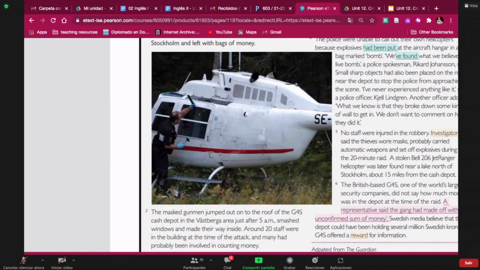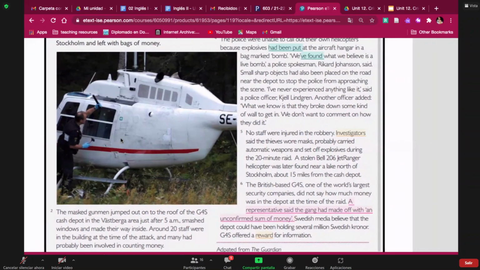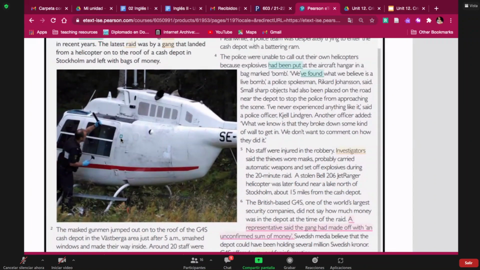Here in the fourth paragraph, we have director. Sorry, Monica, what did you say? Where? In the fourth paragraph. In the fourth paragraph. Here we have examples. Yes? Direct speech. It's already underlined. Okay, so we found what we believe is a live bomb, a police spokesman, Richard Johnson, said.